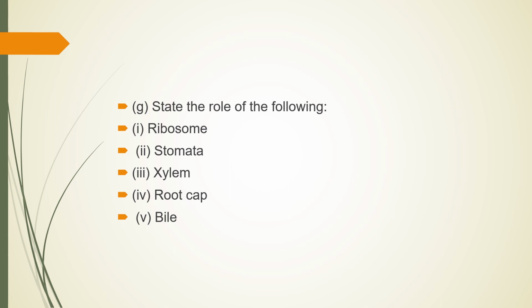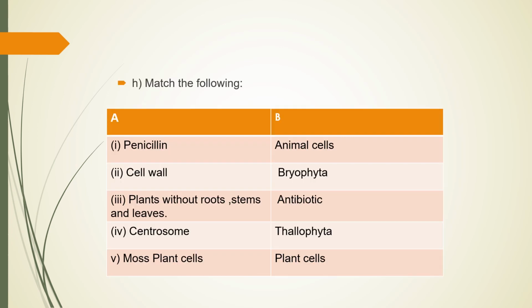Moving on to question number G, state the role of the following. What is the role of ribosome, stomata, xylem, root cap and villi? You are supposed to write the role of each. It carries only 5 marks, so 1 mark each, so think of the marks and write accordingly. Next comes match the following. In column A there are penicillin, cell wall, plants without roots, stems and leaves, centrosomes, and moss plant cells. In column B there are animal cells, bryophyta, antibiotic, thallophyta, and plant cells. You have to match column A with column B. You know this, right? You are supposed to match this.